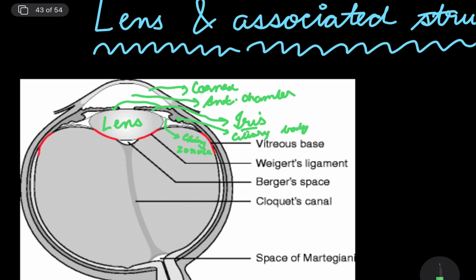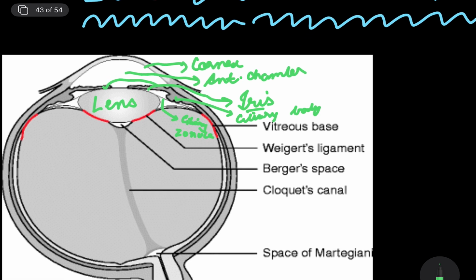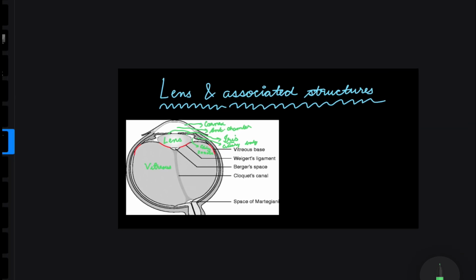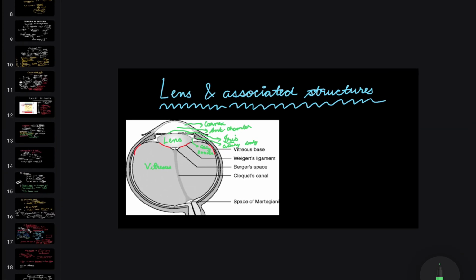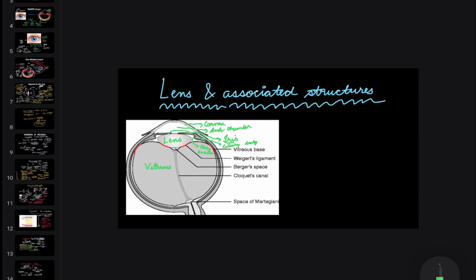Now let's deal with structures that we haven't dealt with as yet. See, behind the lens, what do you have? You have this huge chamber called the posterior segment. So let me very quickly go back to that slide where I had talked about the different segments and chambers.